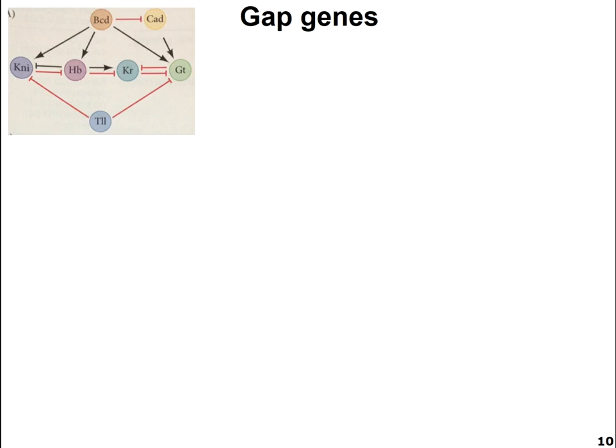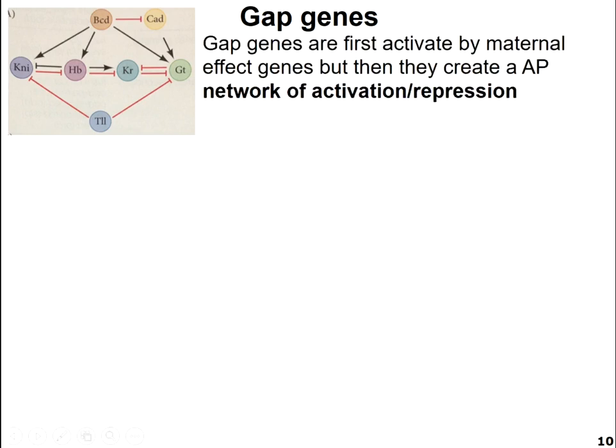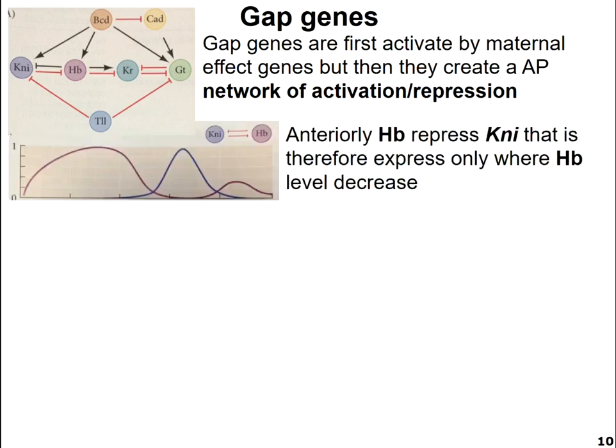Okay, so the gap genes are directly controlled by the maternal genes, by the maternal mRNA, but soon after they are activated, they form self-sustained feedback loops that control each other's expression. And here you have a nice example of which genes control what. So the gap genes, after activation, form an anterior-posterior network of activation and expression that sustain each other. I'm just giving you a few examples here of how these genes interact with each other.